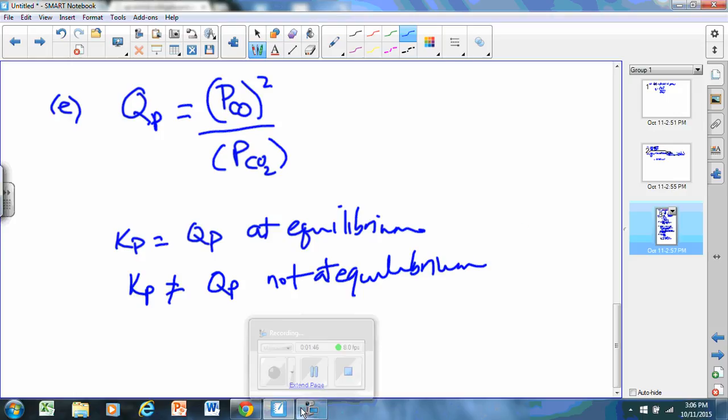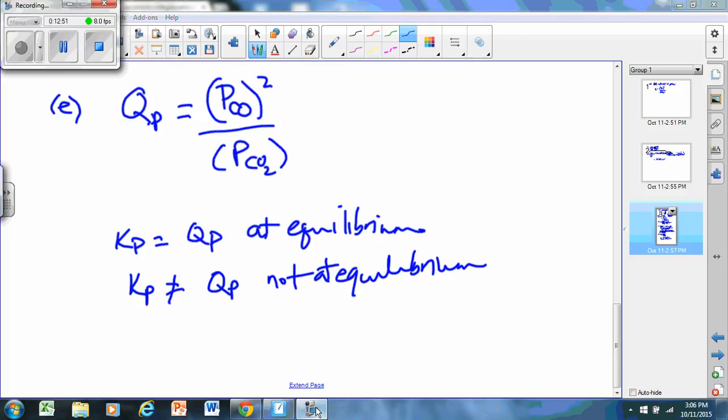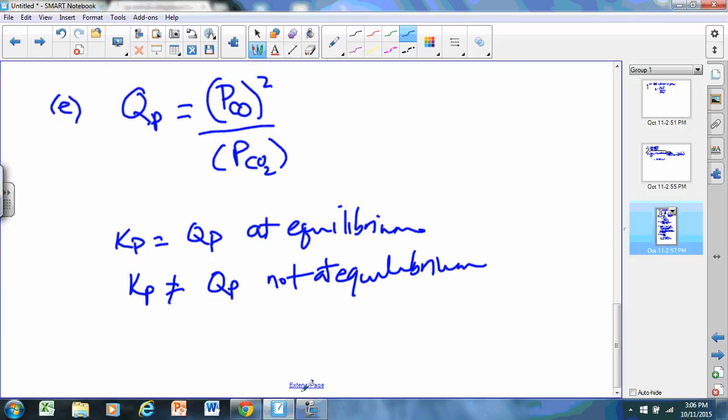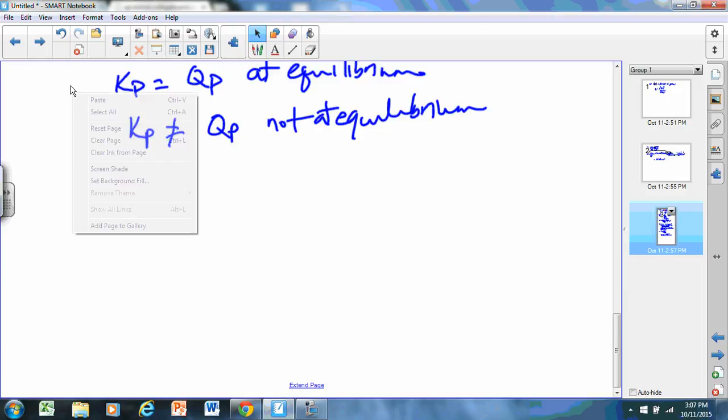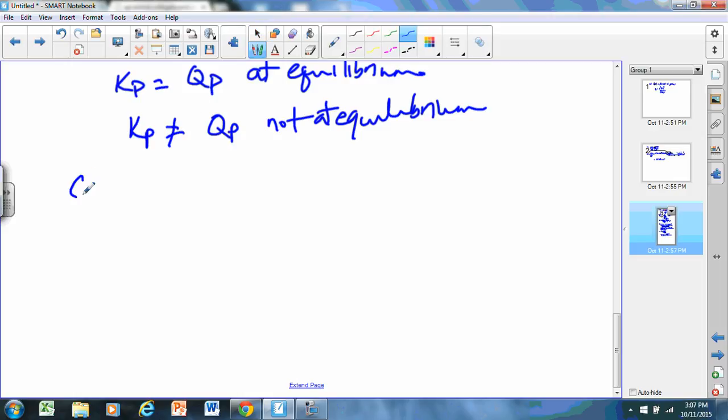So the first thing I'm going to do is come down here. Sorry, I just wanted to make sure that we were still taping. I'm going to come down here. Actually, I'm not. I'm going to grab the pointer, and then come down here and extend the page. So what is QP? Well, Q, got to grab the pen.